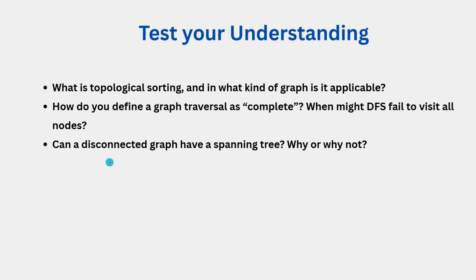The third question is, can a disconnected graph have a spanning tree? Why or why not? If a graph is disconnected, then we will have more than one spanning tree, because for every connected component there could be one spanning tree. So, your result would not be a single spanning tree, but a forest or a collection of trees. Hope you are now thorough with the concepts that we have learnt as a part of traversals and sorting in a graph.